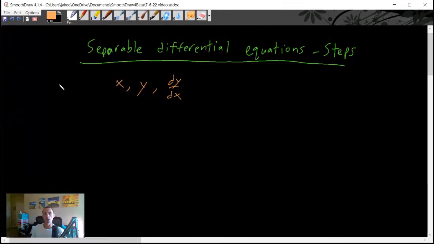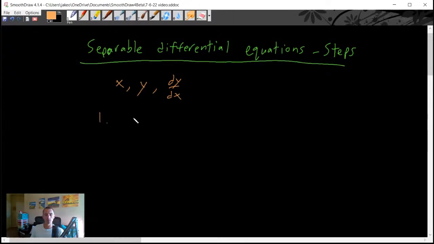Basically, it needs to be in one of two forms, either as it's given, or you need to be able to algebraically manipulate your differential equation to get it into one of these two forms. So let's say that we are dealing with a differential equation using x, y, and dy/dx. There's two forms that we could have our differential equation be.